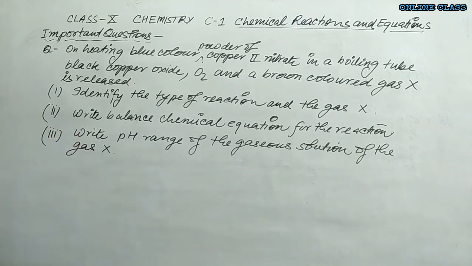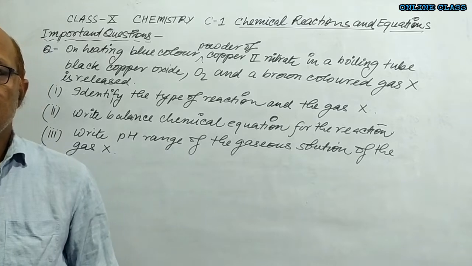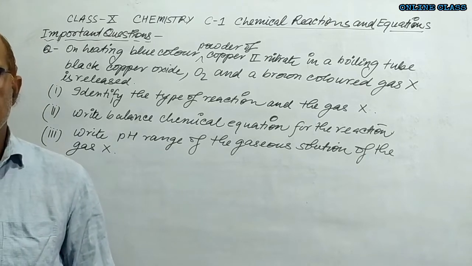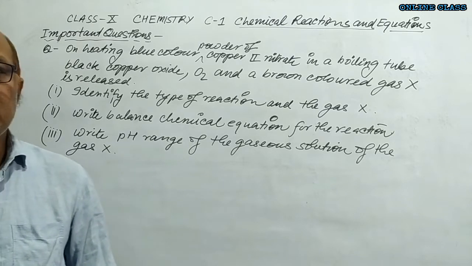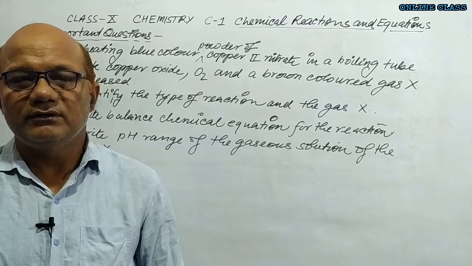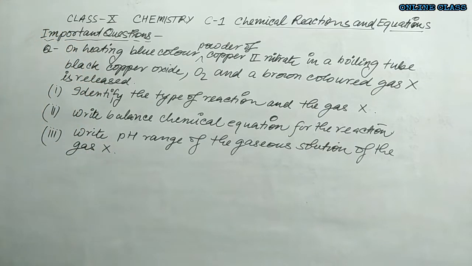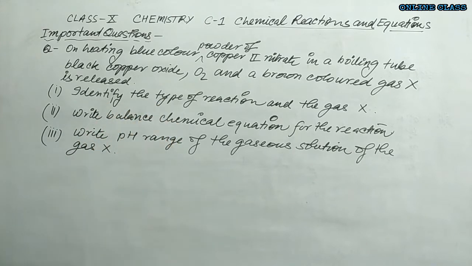Second one is, write the balanced chemical equation for the reaction, and third is, write the pH range of the aqueous solution of the brown colored gas X. So let us see. First part is, identify the type of reaction.